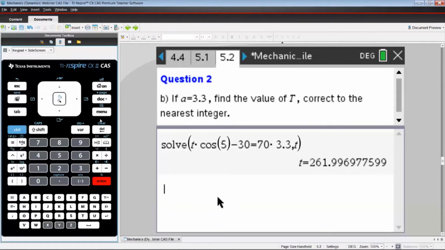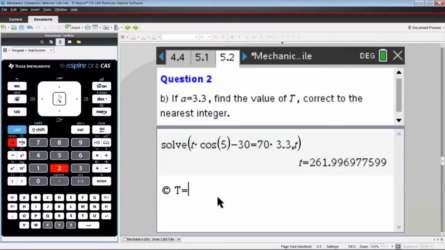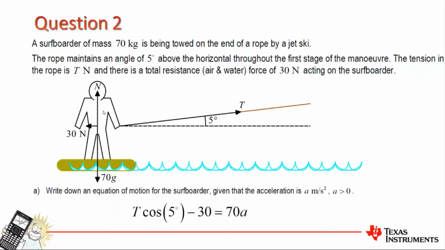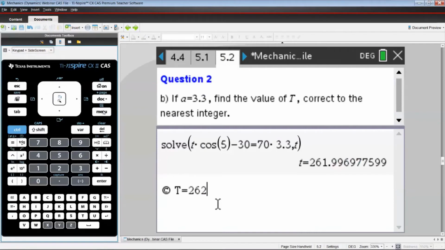So if you were to write this as your answer, you would simply write T equals 262, and then you would put newtons over there. Or in fact, if you look back at the question in the student worksheet, I believe the T had newtons already there. So you can either write T equals 262, or you can put 262 newtons as well. It just depends on the question. Make sure you read every question twice before you move on to the next question.